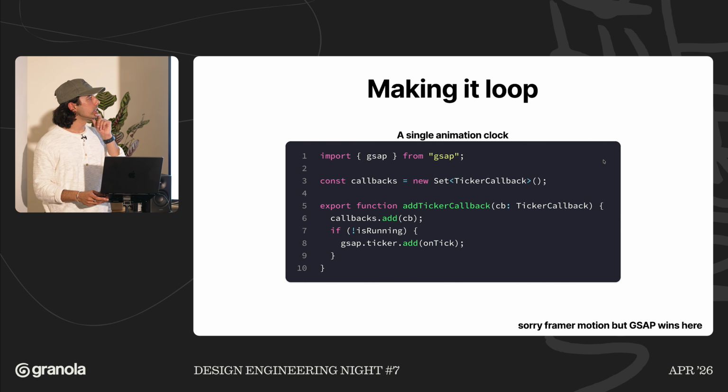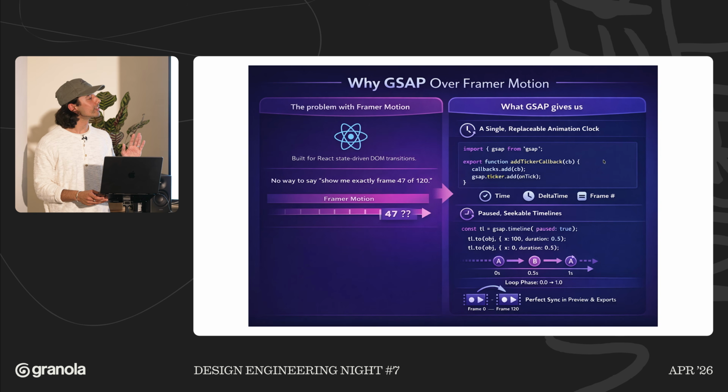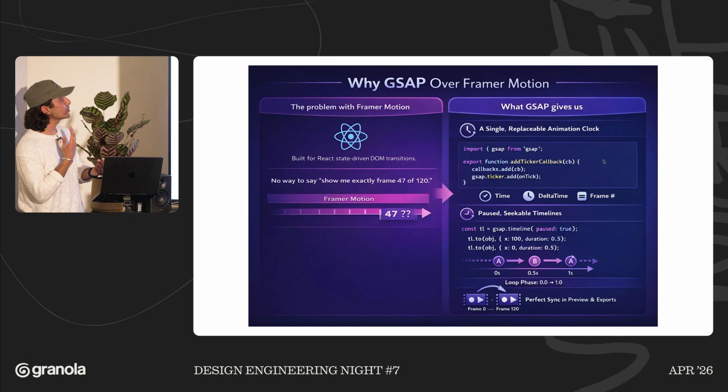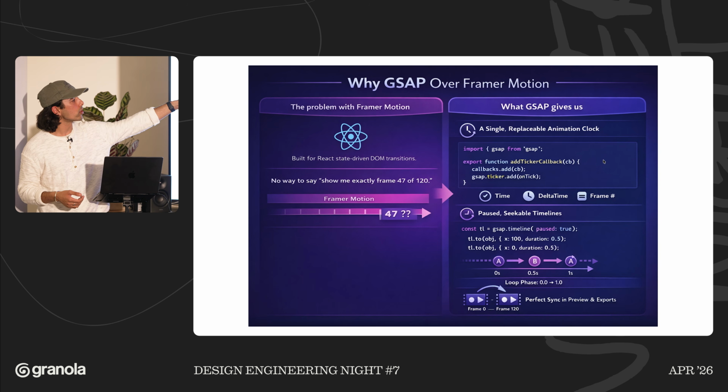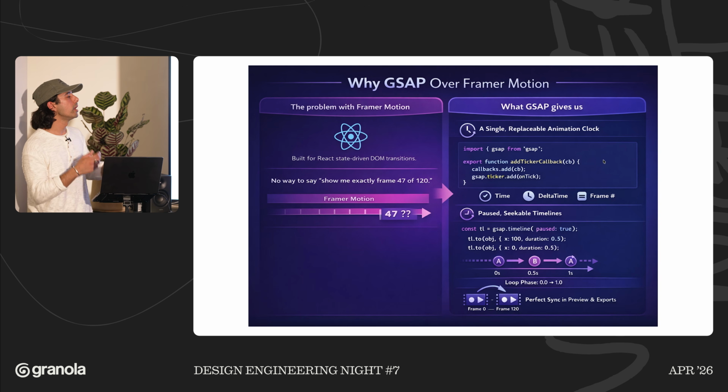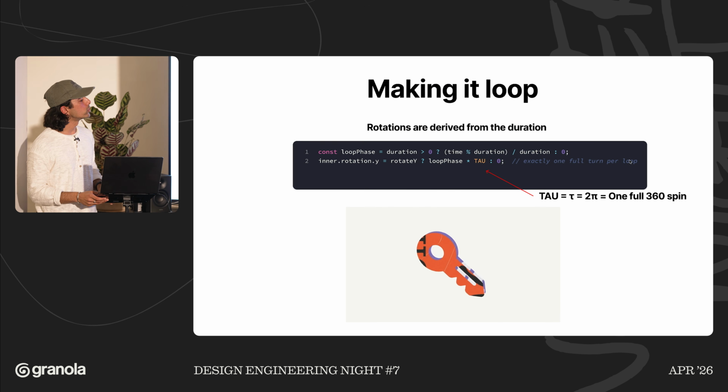So I used GSAP. I'm so sorry about this next slide. ChatGPT generated this for me. Design engineering at its best. So you can see basically what I was explaining. It's really hard to do this. GSAP, because it's got this ticker, which is essentially a proxy for the request animation frame, means that we can do a lot more.